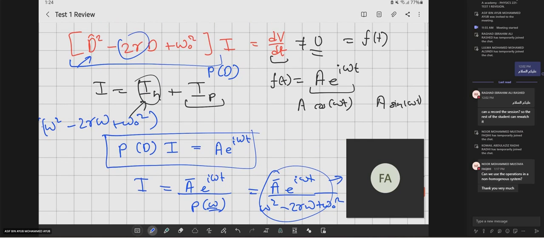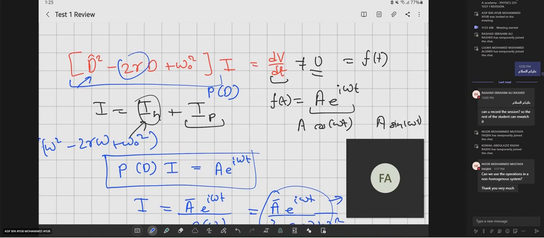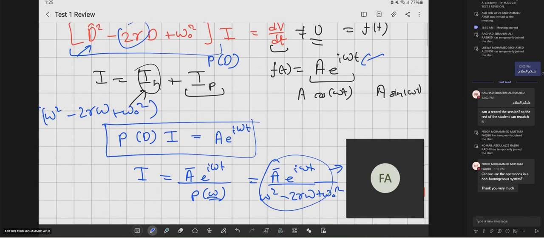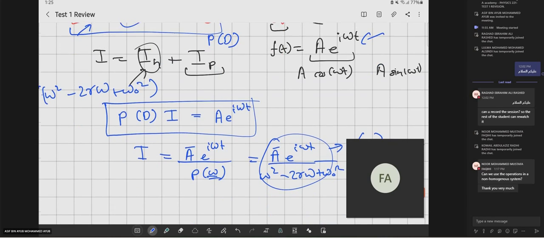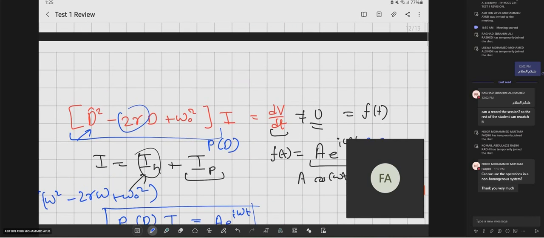But yes, we can deal with differential equations that are not homogeneous using operators, but it's limited to special cases. If you want to go deeper, you have something called the Laplace transform, which can be used for nice functions which are easy to integrate. I hope this gave you some insights about non-homogeneous differential equations.